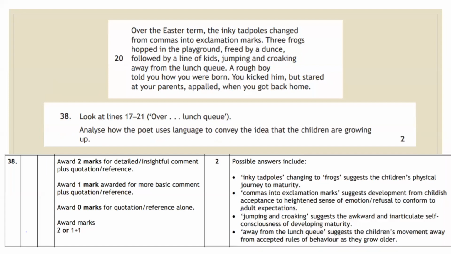Here's the answer scheme. What I wanted to draw your attention to was Inky Tadpole's change into frog suggests physical journey to maturity. Commas into exclamation marks suggest development from childish acceptance to heightened sense of emotion, refusal to conform to adult expectation. Jumping and croaking suggests awkward and inarticulate self-consciousness and developing maturity. Do you see the language there?